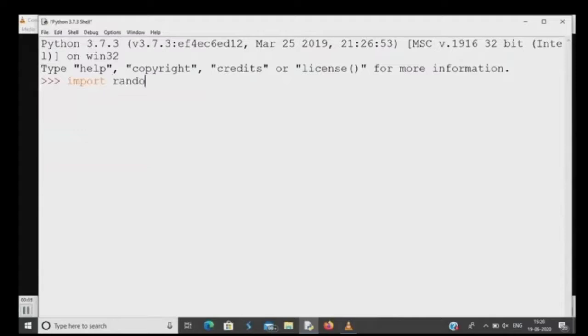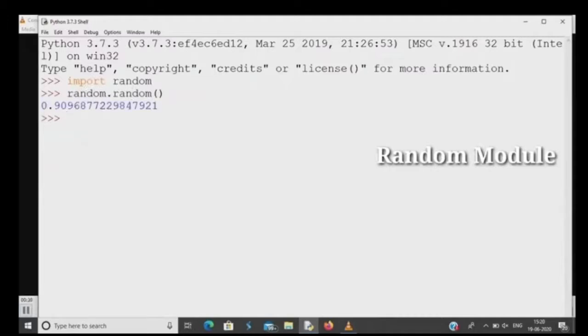Now the most important part is your random function, and definitely it will come in your board exam. So I have imported the random module, and let's see the output of the different functions one by one.